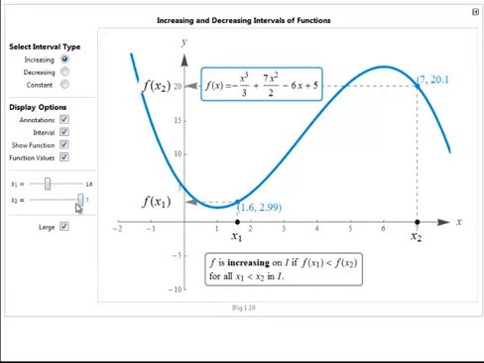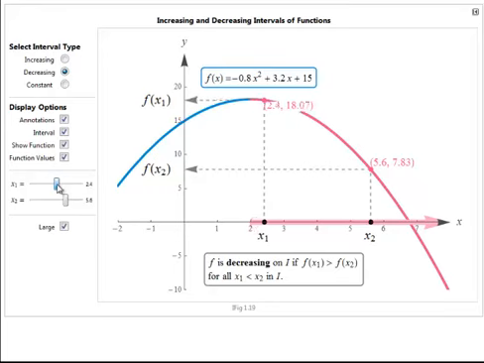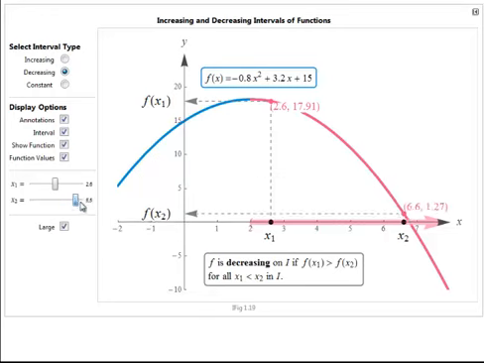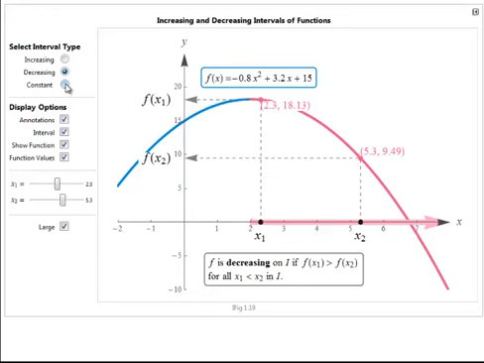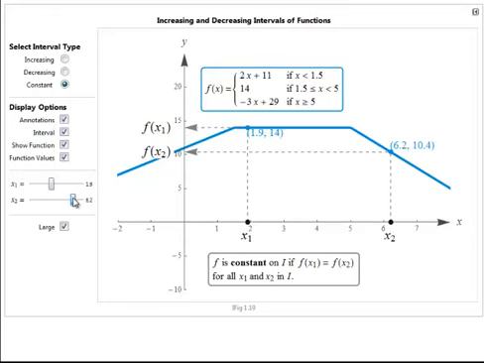Here we see that the interval is shown where the function's increasing. The second function is decreasing. The same applies in terms of getting x sub 1 and x sub 2 in the decreasing interval. And the third function is a constant function. When x sub 1 and x sub 2 are within the interval where the function's constant, then the constant interval shows on the x-axis.